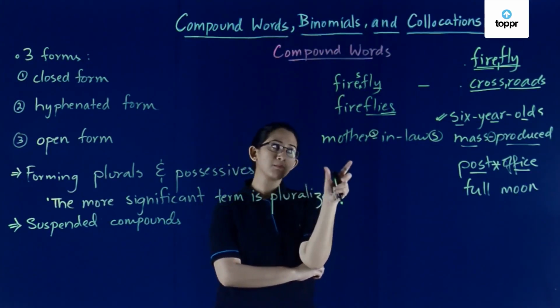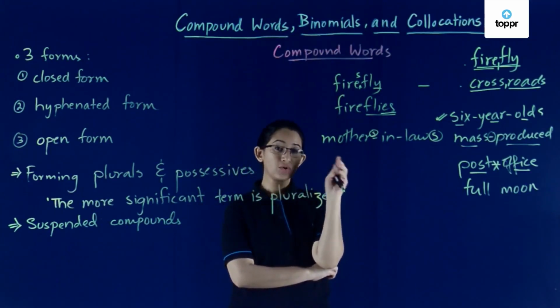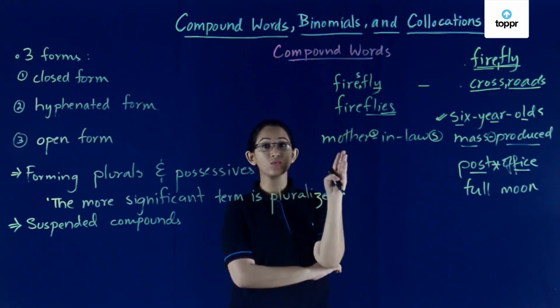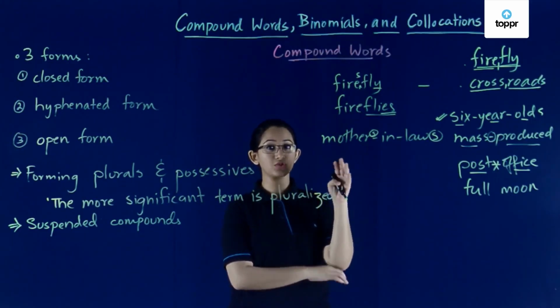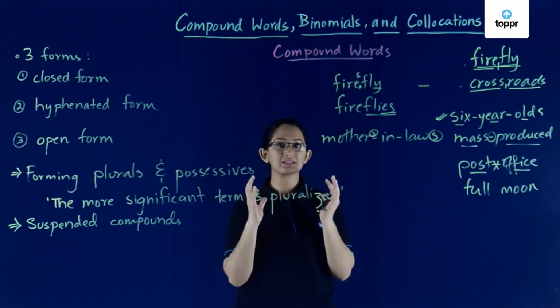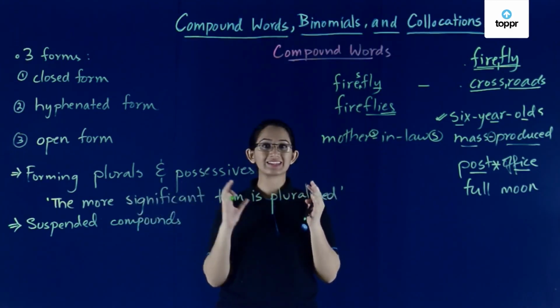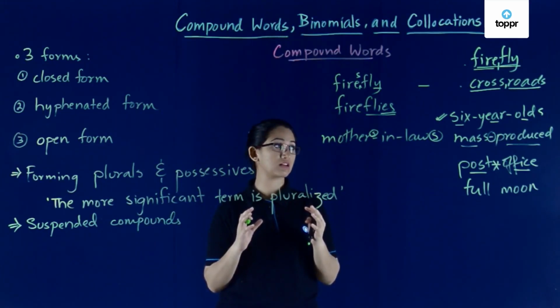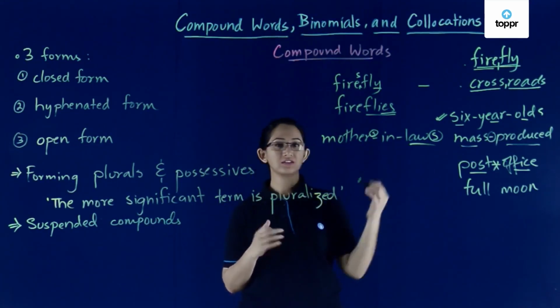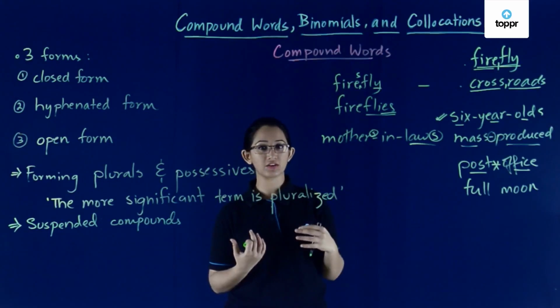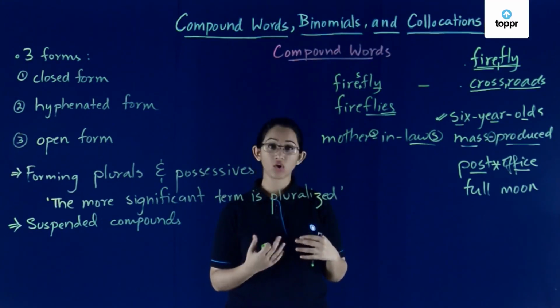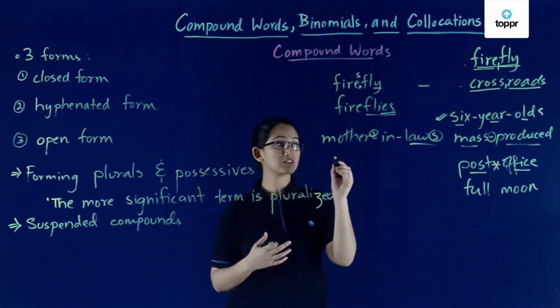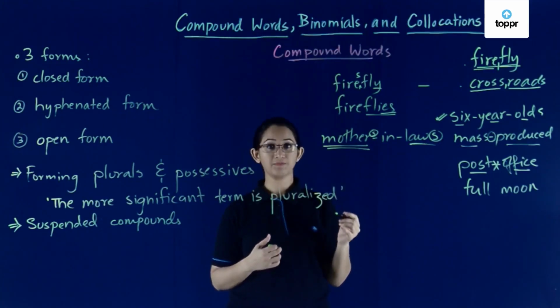Whenever you have compound words like this, you have to think about what the main word in this compound word is. Which of the words is basically the most significant word or the most important word in the word itself. So here, law is simply something describing the mother. So it is not the most significant term. The most significant word here is mother.